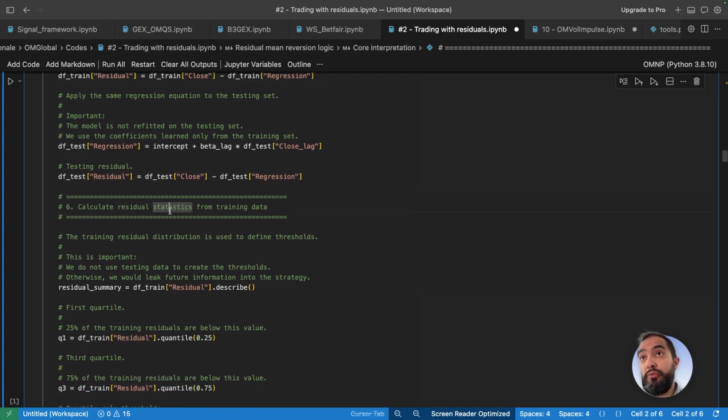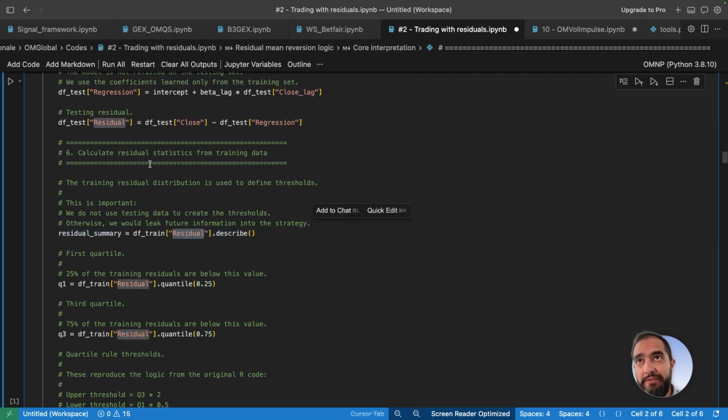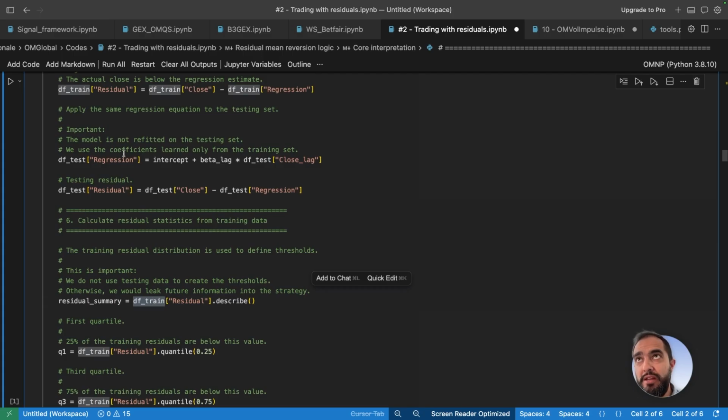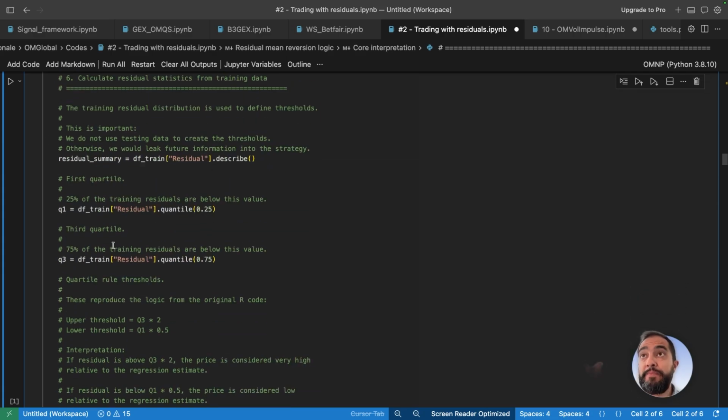We calculate as well the residual statistics for the training data to understand, and this is something really important. We don't use the testing data to create the thresholds, otherwise we would be leaking future information into the strategy. So we get the residual summary with the described method from the residuals that we have calculated for the training. And remember, we calculated the residuals separately for the training set and for the testing set.